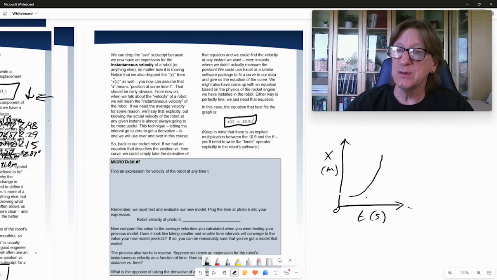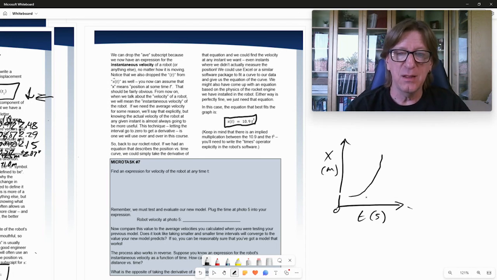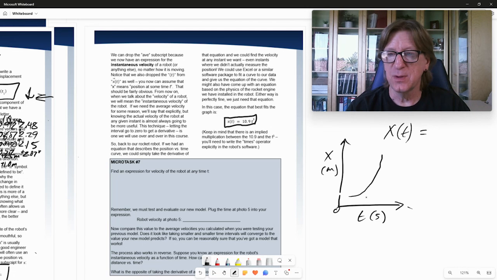Okay, so let's say we did that. We put it in Excel, or we put it in a data graphing program, and the line fit that we got was this right here. It was x as a function of t, so its position as a function of t was 10.9 times the time cubed. That's a zero there.